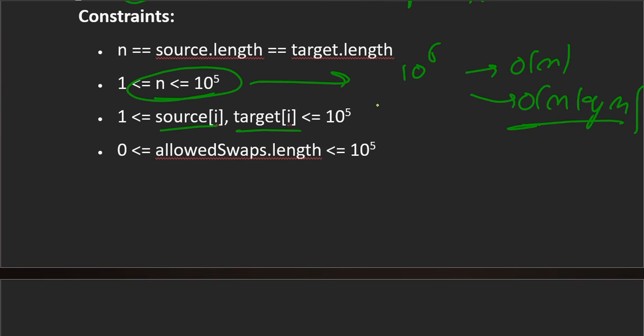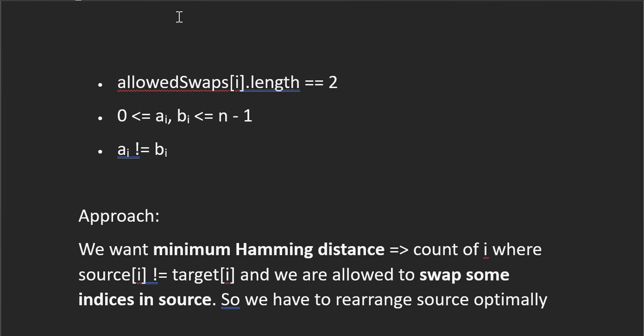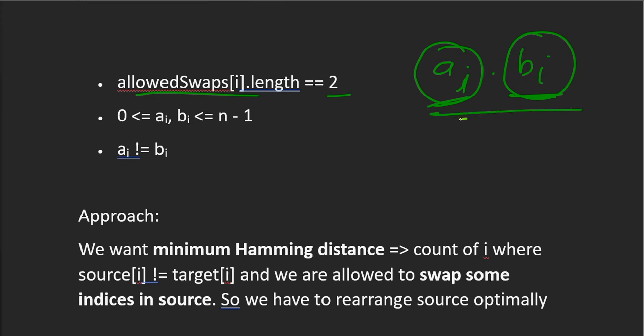And each element in the source array and target array can be up to 10^5, and even the allowed swaps length is also up to 10^5, right? And each element in the allowed swaps has two things, ai and bi, where ai and bi are the indexes, and we can swap the element present at these indexes in the source array, right? And such that ai is not equal to bi, right?